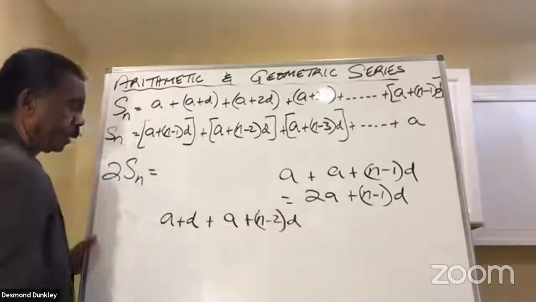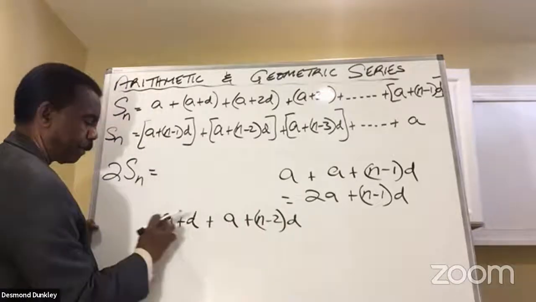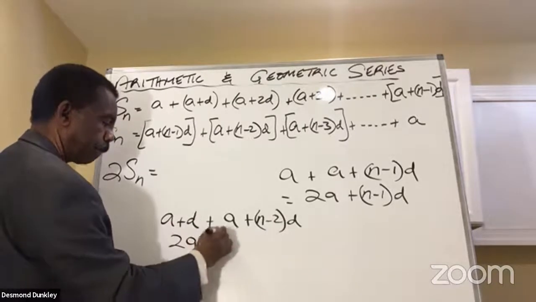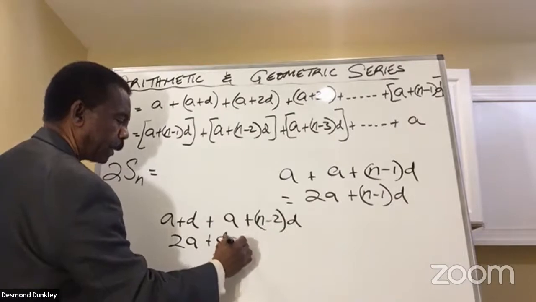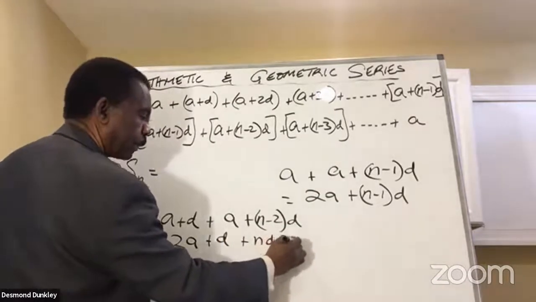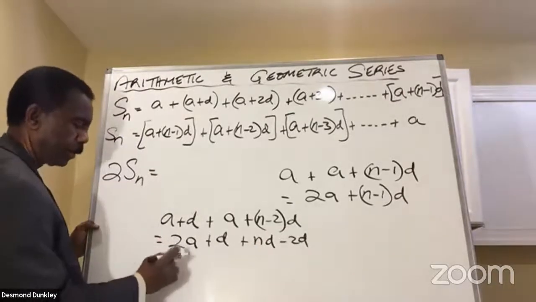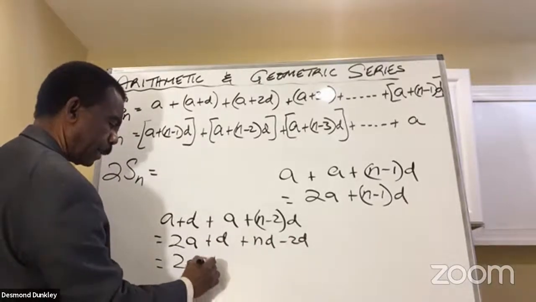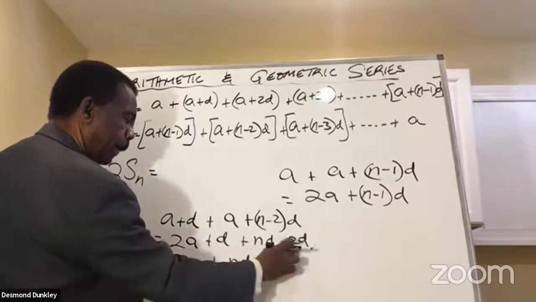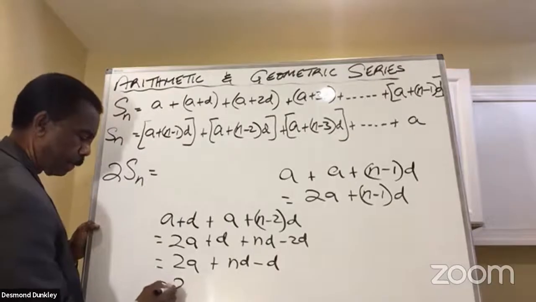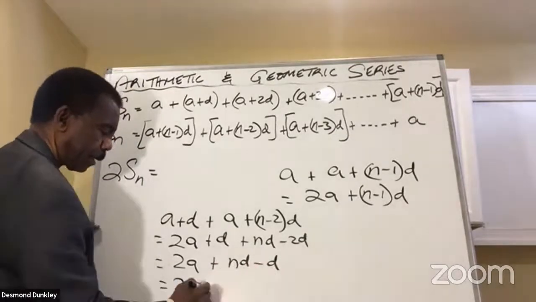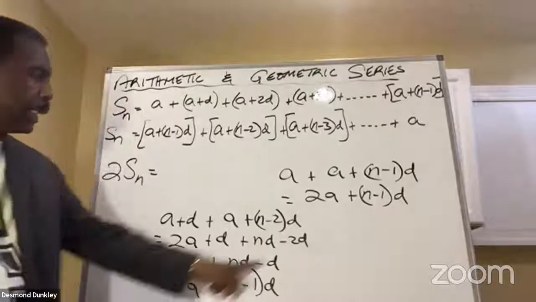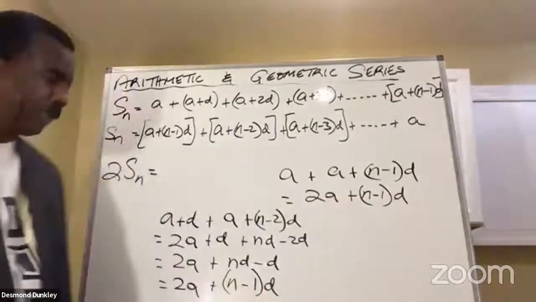In order to appreciate this, I'm going to have to expand so I could combine like terms. A plus a is 2a. And then plus, there's a d. And then this times this is plus nd minus 2d. So it's equal to 2a, d minus 2d is just minus d, you have the nd. Factor out a d from here, we end up with n minus 1 d. Is this the same as that? 2a plus n minus 1 d, absolutely.